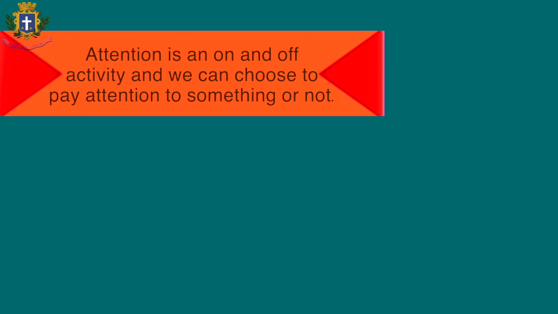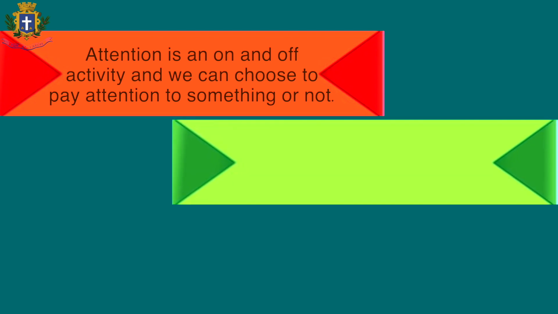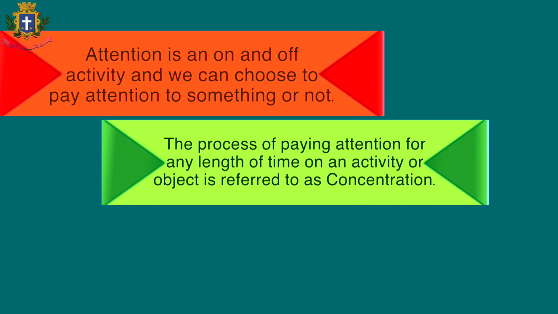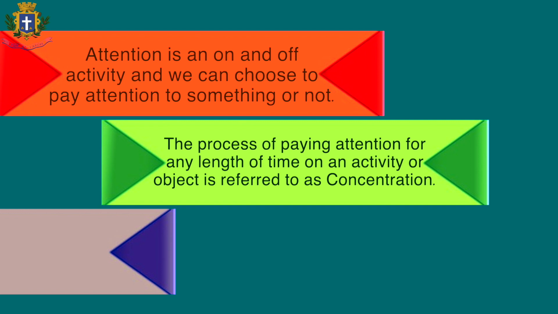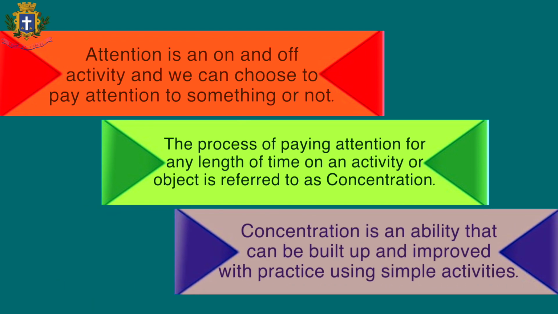Let us understand what attention and concentration is. Attention is an on and off activity, and we can choose to pay attention to something or not. It is my choice to pay attention on an object or not. And when I continuously look or observe at that object for a long period of time, this is referred to as concentration. Concentration is an ability that can be built up and improved with practice using simple activities. The trick is to be consistent.